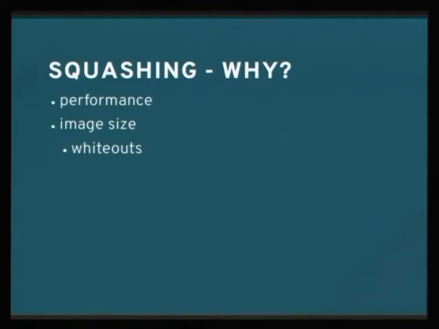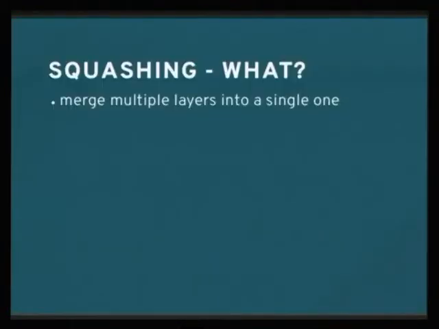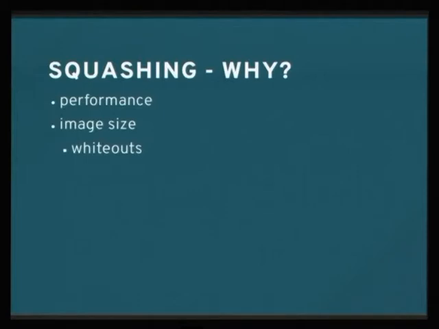So for example, let's go back. If I try to remove the file Pomelo in this layer, it would still be in the final image. What Docker does is that it will just write a file within the layer to say that, okay, in the final container, remove this file, but it's still in there. That system is called whiteouts. Just for reference, if you ever see that name, it's about removing files from layers.